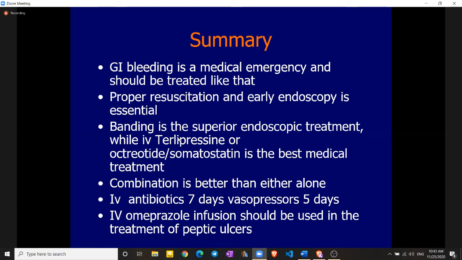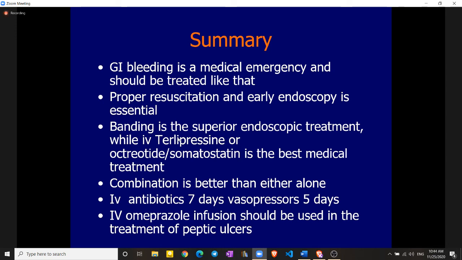So, to summarize, GI bleeding is a medical emergency and should be treated like that. Proper resuscitation is essential, right? You have to resuscitate the patient, and early endoscopy is important, within 24 hours. Banding is the superior endoscopic treatment, while terlipressin, octreotide is the best medical treatment, right? Combination is better than either alone, right? And antibiotics for 7 days, IV antibiotics, and vasopressors for 5 days. These are in varices. Then also remember primary prophylaxis, either banding or propranolol, carvedilol, nadolol. Secondary prophylaxis, yes, you use the carvedilol or propranolol or nadolol, right? And you band the patient as well every 6 weeks, right?